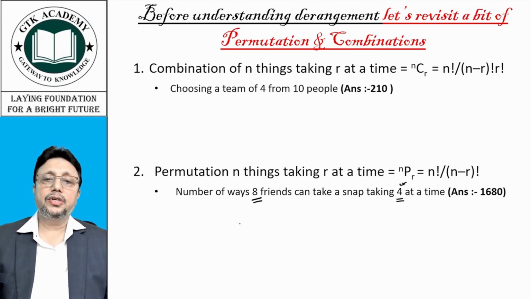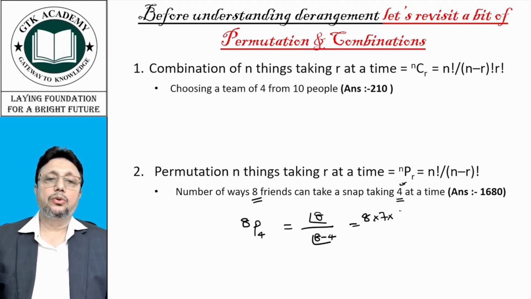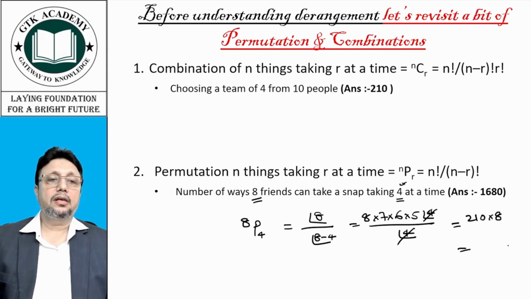So the number of permutations is 8P4, which means factorial 8 upon factorial 8 minus 4. That is 8 into 7 into 6 into 5 into factorial 4, and in the denominator it is factorial 4, so this gets cancelled. Then you get 6 5s are 30, 3 7s are 210, into 8, that comes to 1680. So that is the answer.